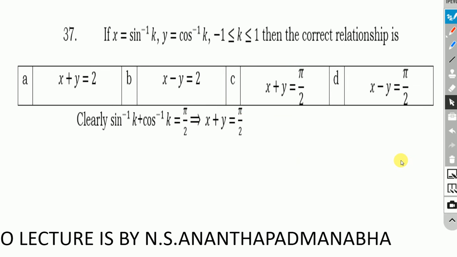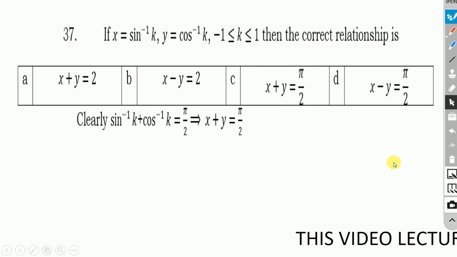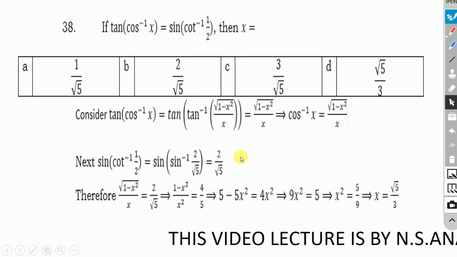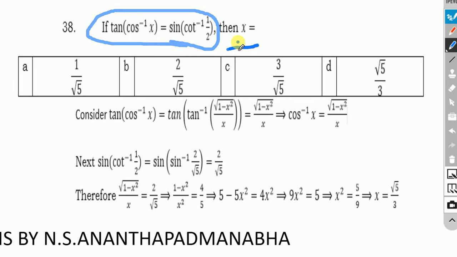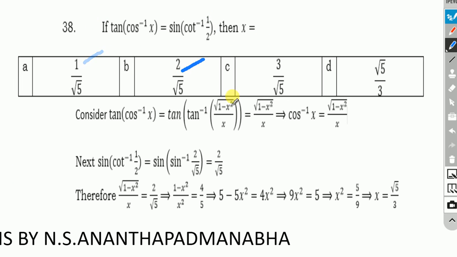Next, if tan of cos inverse x is equal to sin of cot inverse of 1 by 2, then x is equal to: option A is 1 by root 5, option B is 2 by root 5, option C is 3 by root 5, and option D is root 5 by 3. So now let us consider this tan of cos inverse x. Tan of cos inverse x is equal to tan of tan inverse of root of 1 minus x square by x. Let us see how.